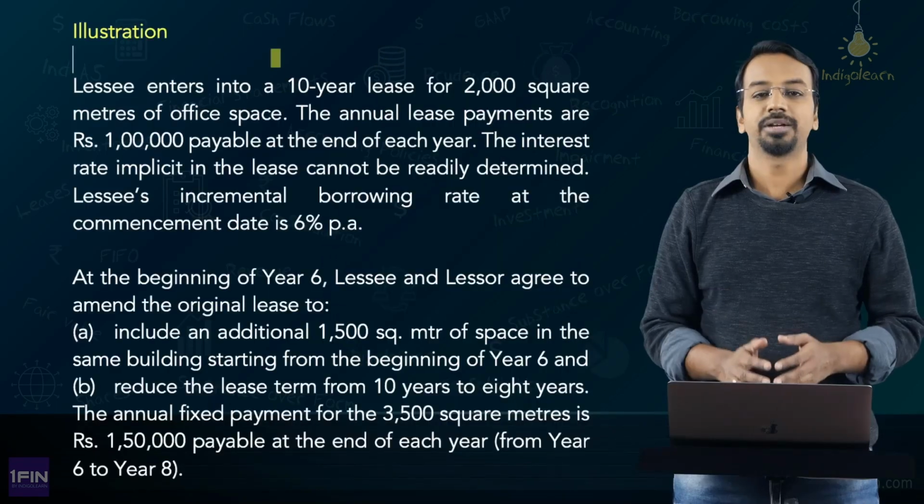So, having understood this, let us look at a few problems and solve them to get clarity on how to account for modification of lease, and when do we remeasure, when do we reduce, what should be the treatment, what should be the discount rate, all of those aspects. Let's have a look at another question.